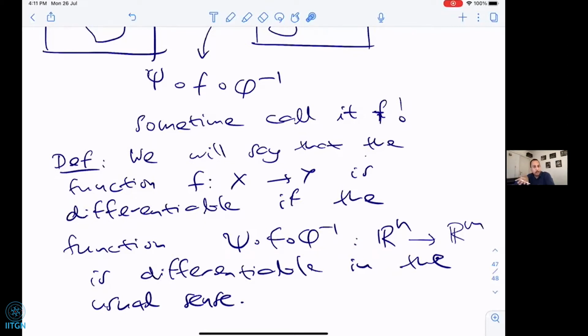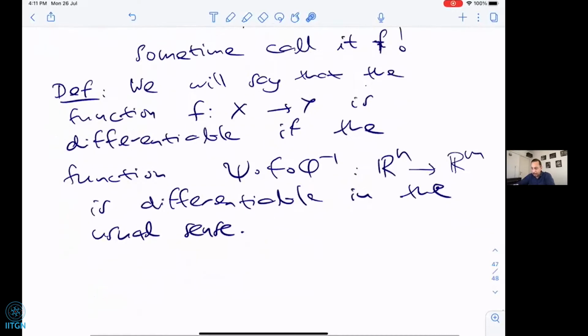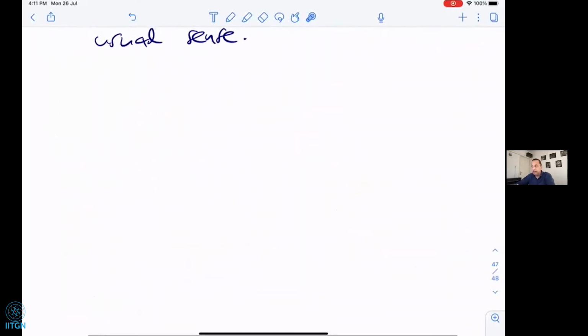There's no theorem involved here. It's a definition of differentiability of this function using the known concept of differentiability of this function. Okay. I hope that's clear. You can keep putting your questions in the chat box. I'll come to them eventually.